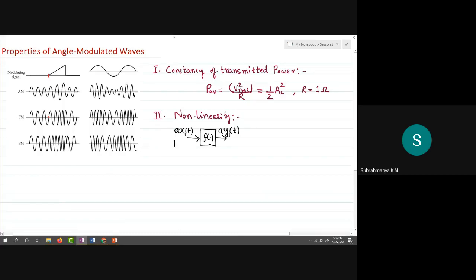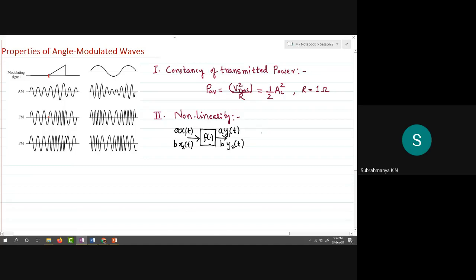And say if there is another signal, amplified by a factor b, the same amount of amplification is also reflected at the output. And we say this particular block or black box is linear as long as it obeys this superposition principle. So you might have already seen that.